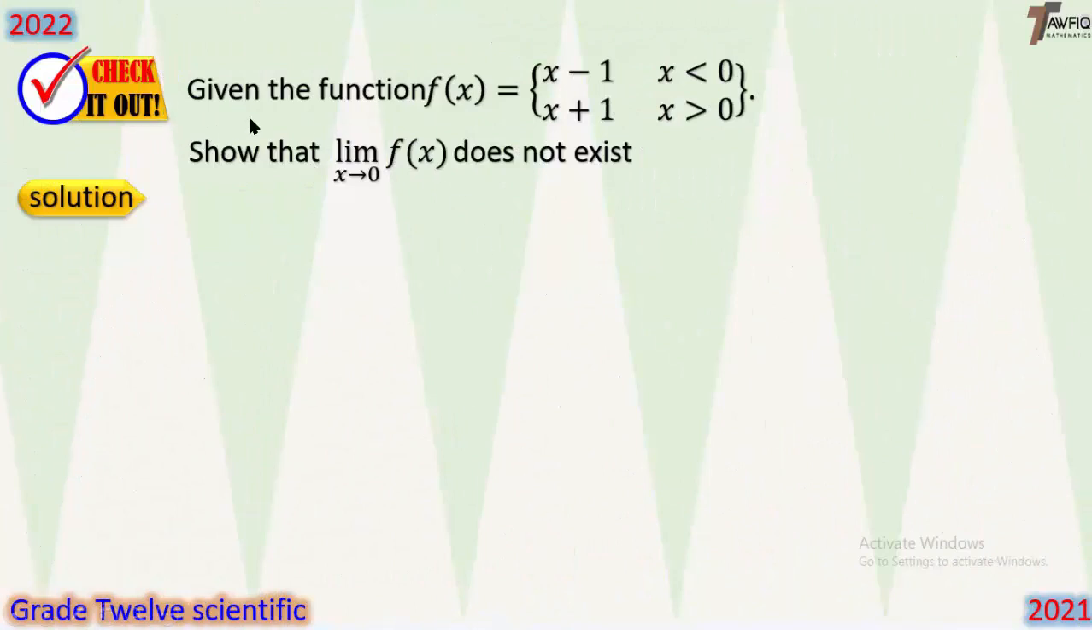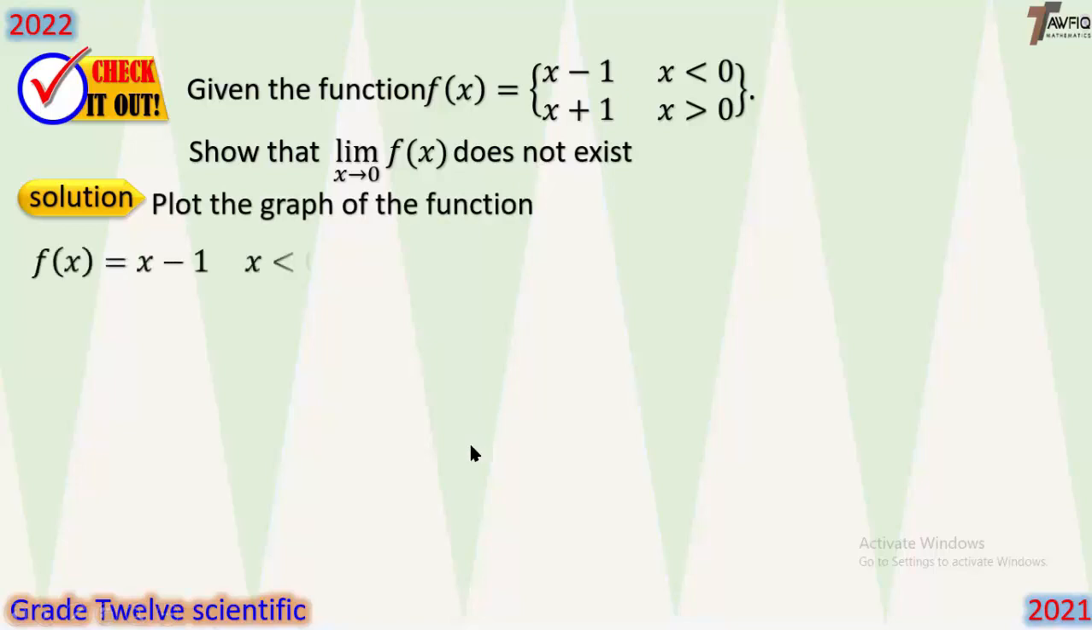Check it out. Given the function f(x) equal to x minus 1 when x is less than 0, and x plus 1 when x is bigger than 0, show that the limit as x approaches 0 of f(x) does not exist. Plot the graph of this function.